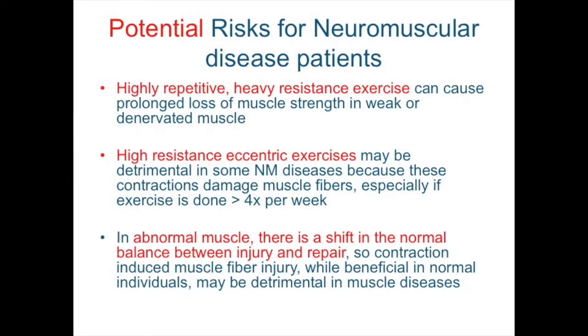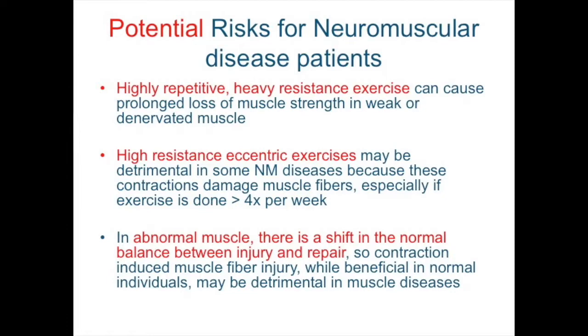And I say potential because there's not actually a ton of research in this area, but what research there is suggests at the moment that highly repetitive and high resistance exercise is probably not the best idea for patients with, especially the more faster progressive neuromuscular conditions, and can cause prolonged loss of muscle strength in weak or denervated muscle. When I say denervated, I mean in the case of the nerve disease patient, where the nerve's not connected to the muscle, it's called denervated muscle. So that higher intensity, higher resistance exercise is probably more detrimental than beneficial.